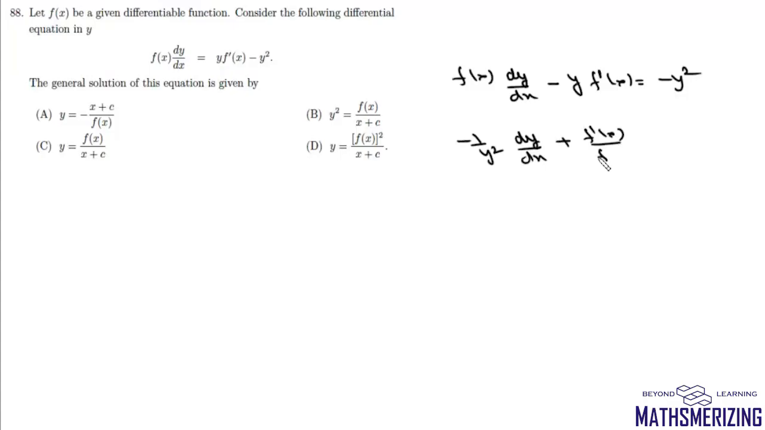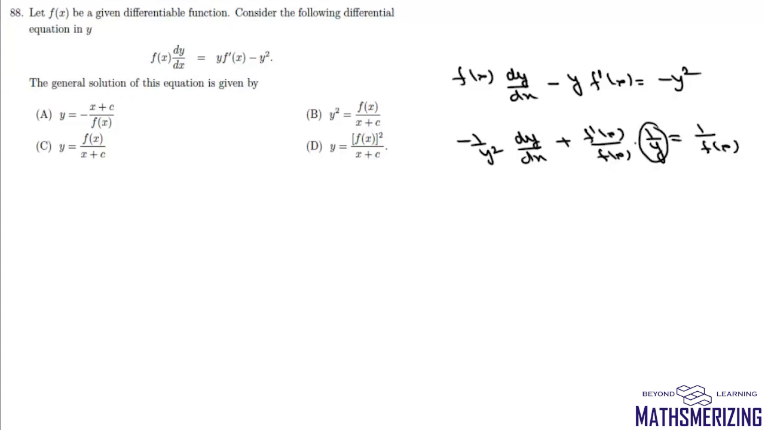Now question number 88 again is a differential equation. We can write f(x) dy upon dx minus y f dash x, and it is equal to minus y square. We'll divide everything by minus y square f(x). So it will be minus 1 upon y square dy by dx plus f dash x upon f(x) into 1 upon y, and this is 1 upon f(x).